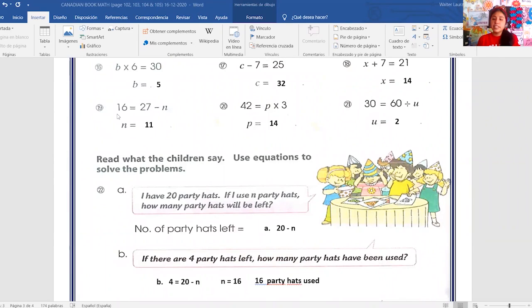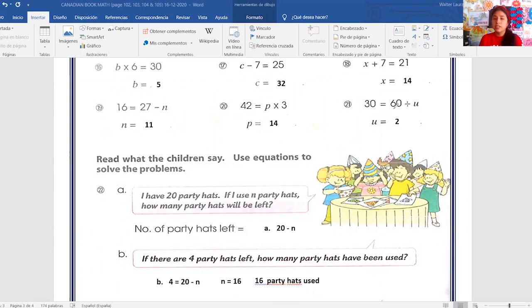19, it says 16 equals 27 minus n. So that means n equals 11. Yes, that's right, because this 16 goes to subtraction, right? Good. 42 equals p times 3. In this case, the value of p is 14. Very good. Why? Because this multiplication changes and goes into division, right? We need to divide here, and we have 14, yes.